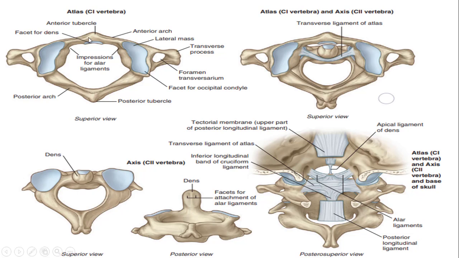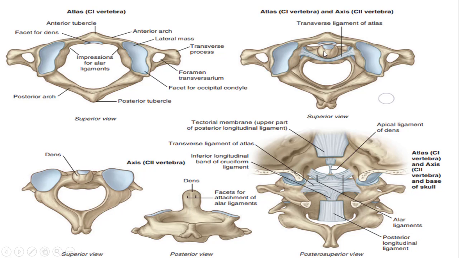Now look at the anterior arch. As you can see, on the inner surface of the anterior arch, you have an articular facet. This facet is for the dens. The dens projects superiorly from the vertebral body of the axis. Here is the vertebral body of the axis; the dens extends upward from the superior body of the axis.